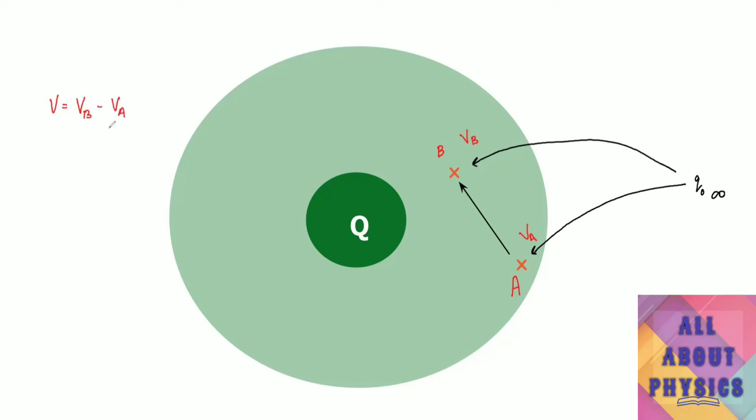And this difference of electric potential is called potential difference, and it can be defined as the amount of work done in moving a unit positive charge from one point to another in the electric field of given charge.